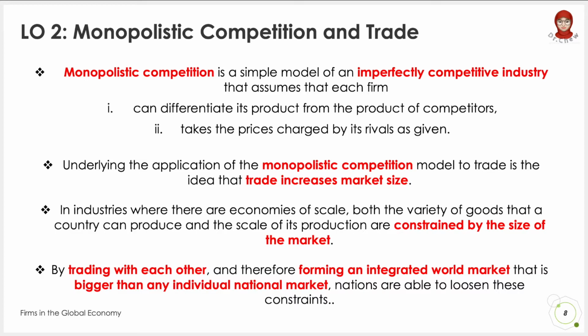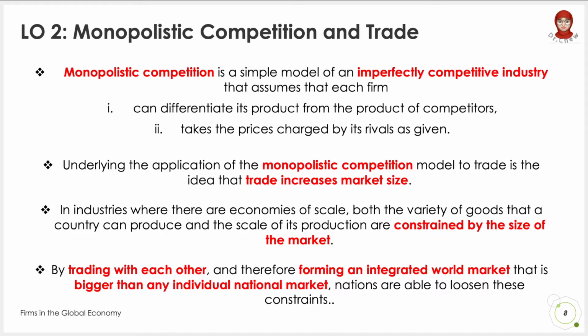Monopolistic competition is a simple model of an imperfectly competitive industry, which assumes that each firm can differentiate its product from the products of competitors. Hence, it allows firms to remain price setters for their own individual product variety or brand. However, more competition implies lower sales for any given firm at any chosen price. Each firm's demand curve shifts in, or left, meaning a decrease, when there are more competitors. Lower demand in turn translates into lower profits.